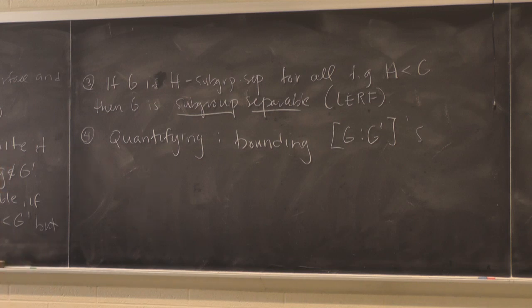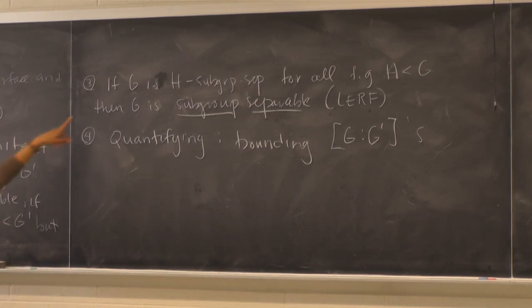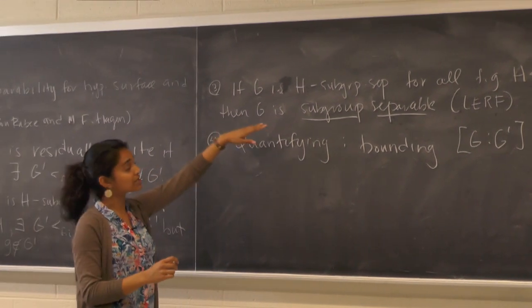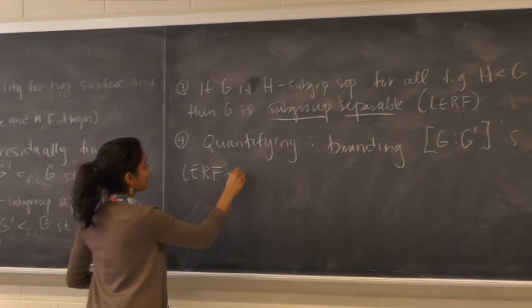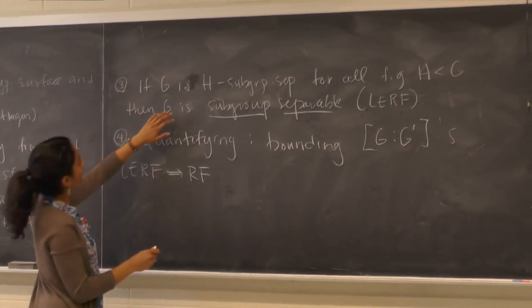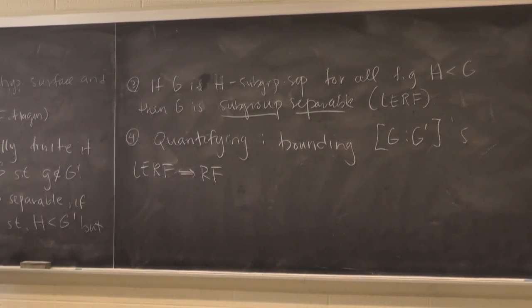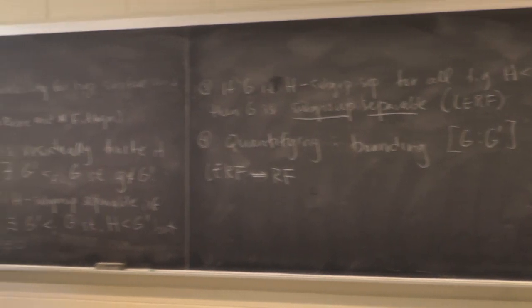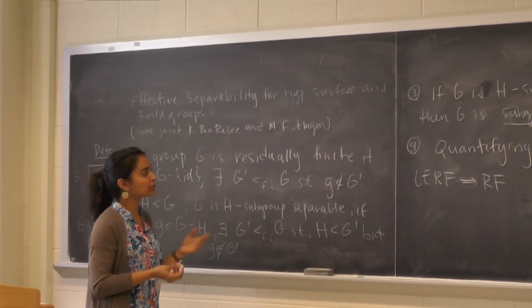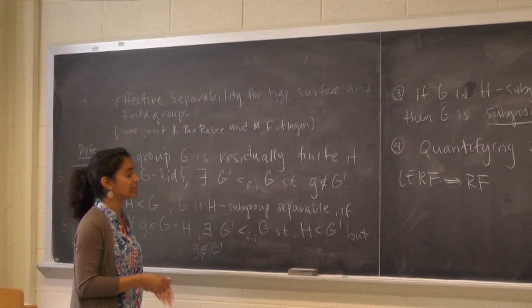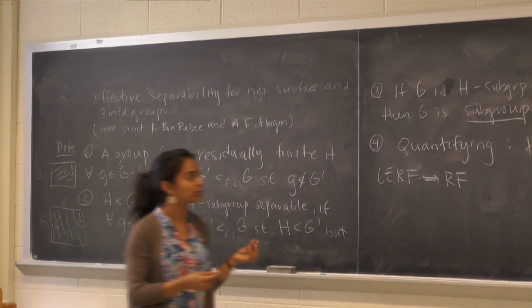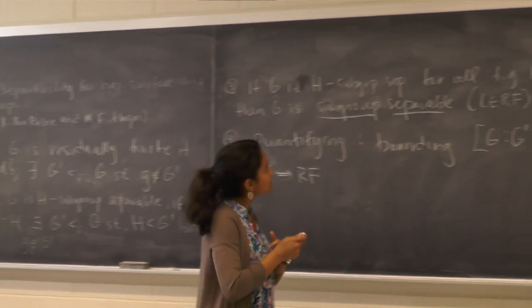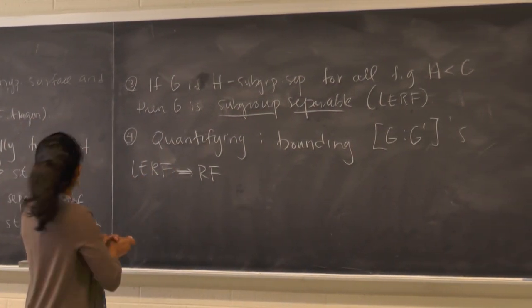These properties are going to imply residual finiteness. If you have a group that's LERF or subgroup separable, it's definitely going to be residually finite. You just take H to be the identity, right? So it's a much stronger property than residual finiteness. And in general, proving them and producing effective proofs is much harder for these stronger separability properties. So why do we care about these properties?